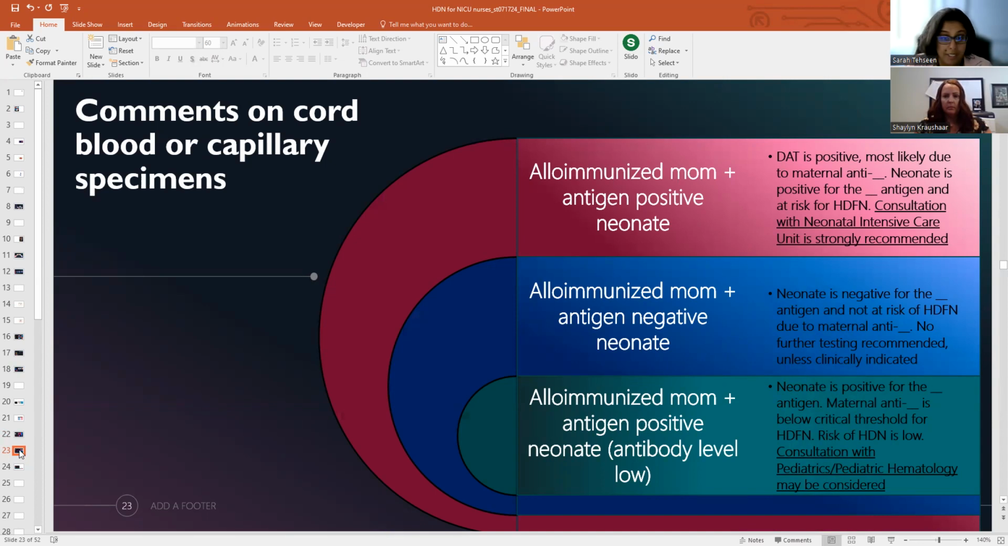Okay. If the neonate is antigen negative, we will say neonate is negative for X antigen, it's not at risk of HDFN, we do not need to test for it. And if the mom is alloimmunized and neonate has a positive antigen, but the DAT is negative and the antibody level was low in the mom, then we say something to the effect that risk of HDN is low, but please watch for jaundice. And if jaundice happens, please do consult peds hematology or NICU or pediatrics as indicated. So these comments exist for any healthcare provider who is going to be receiving the delivered infant, including before they actually make their way to an ICU. But I think it's important that you know that this is provided in our cord blood interpretation results.